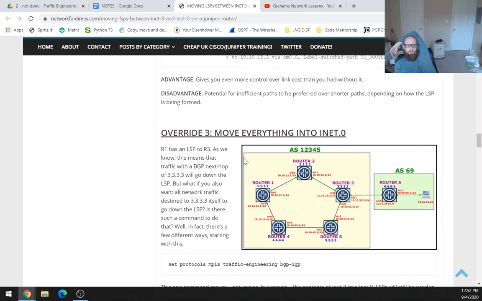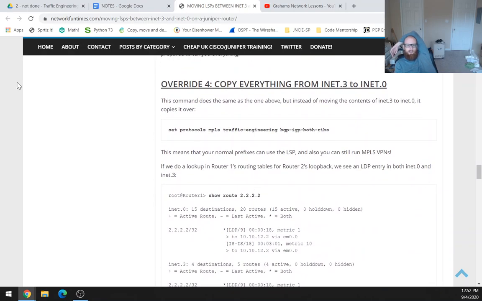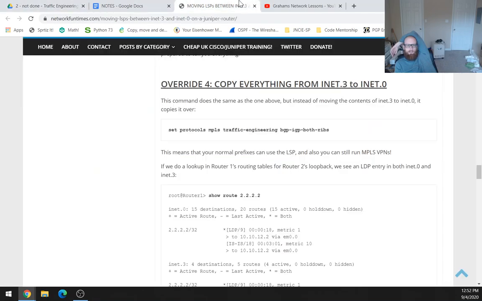So this almost seems like he's saying this is kind of a secret command, but that's surprising because it is called out explicitly on the test curriculum. Before I read this, I'm going to take a quick break. Okay, so I'm back. So override 4: copy everything from inet.3 to inet.0.